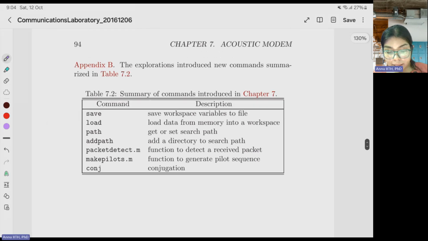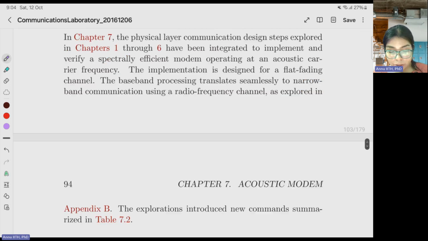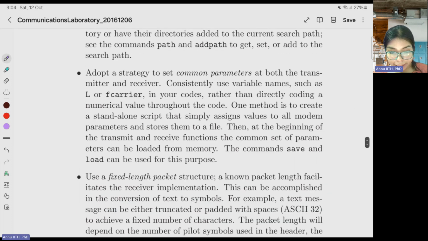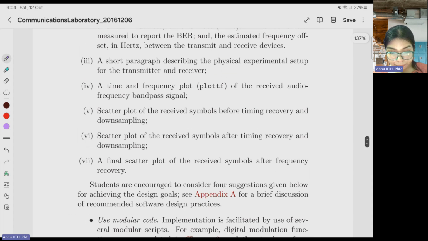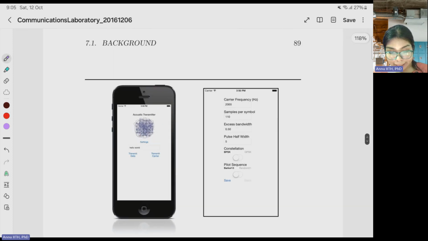And there were some commands: save, load, path, packet detector, and make balance.m. These codes I will upload in the drive. Please go through that. All of these are covered.